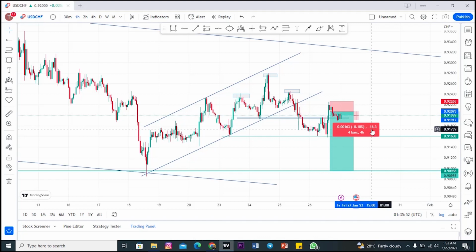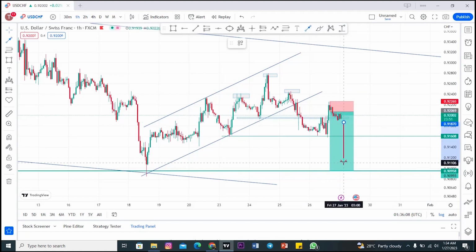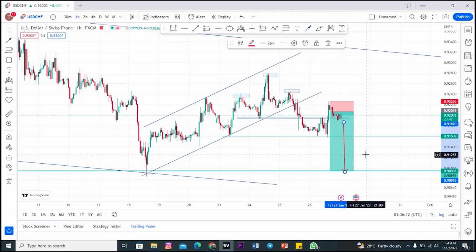So that's just the update for you guys. I'm currently running in profit. Hopefully this trade pushes all the way to the downside. I want this trade to push all the way to this side, and then complete my 90% rule. For me, that's how my trade is doing.